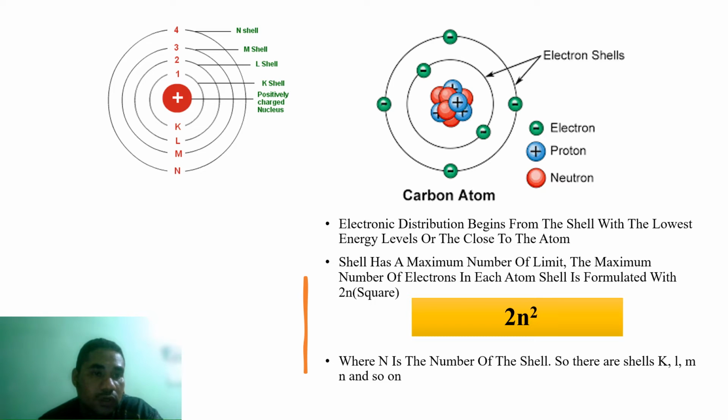So the value of n is squared and then multiplied by 2. Next, the M shell, n is 3, which means the maximum electrons is 2 times 3 squared, or equal to 18. Then the N shell, or the fourth shell, the maximum number of electrons is 2 times 4 squared, or equal to 32.